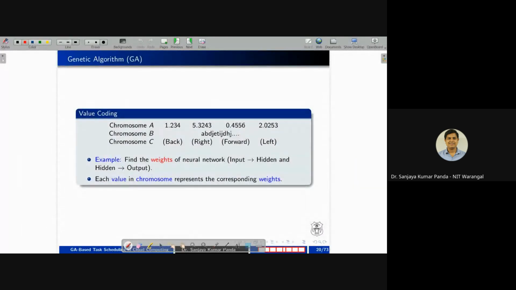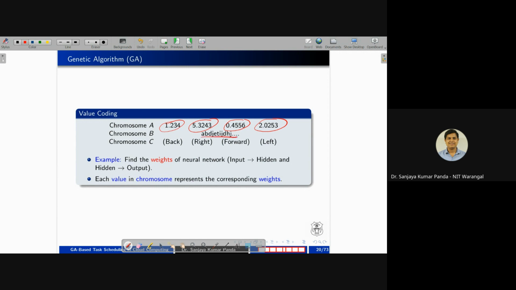Similarly, for different types of problems, I have been telling you about problems with integer values, and we represent them in the form of binary, but that is not necessary, depending on the problem you are solving. Suppose you are dealing with a problem where there is an x coordinate and a y coordinate. In such cases, you will go for real numbers like 1.234, 0.4564556, 5.3243, 2.0253. These are some real numbers that can also be used for encoding.